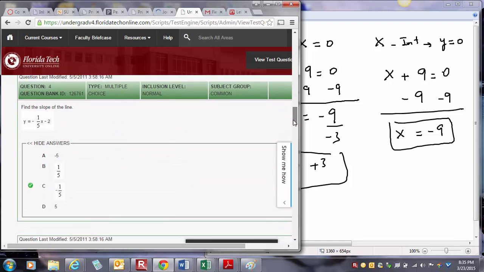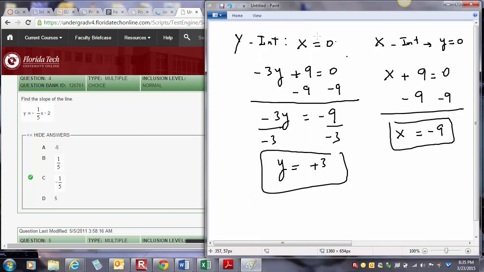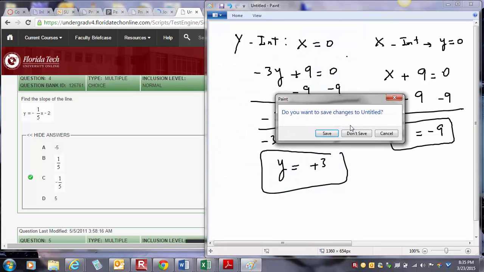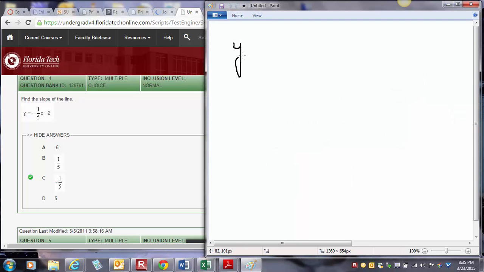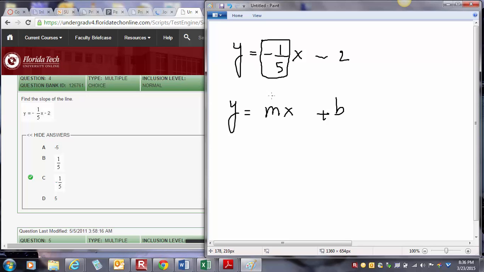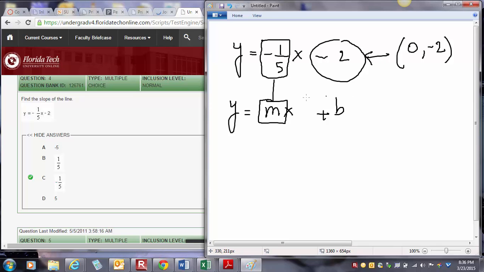The next question is to find the slope of the line. This is a very easy question, because this equation is y equals negative 1/5 x minus 2. Compare it to the slope-intercept equation, y equals mx plus b. You notice that the coefficient of x, which is negative 1/5, is m, the slope of the line. If the question was what is the y-intercept, this would be the y-intercept, and this can be written as 0, negative 2. But the slope is negative 1/5, so that's the answer, negative 1/5.